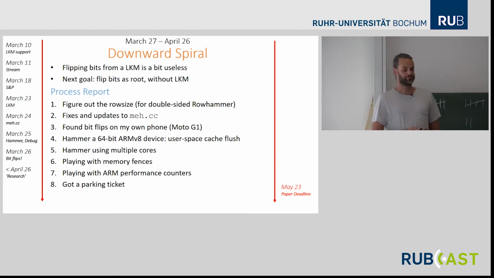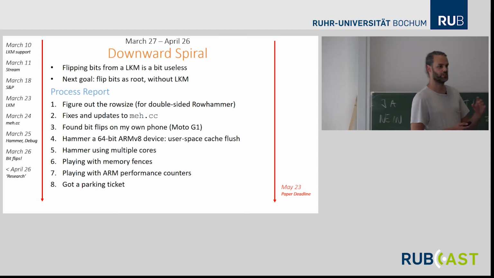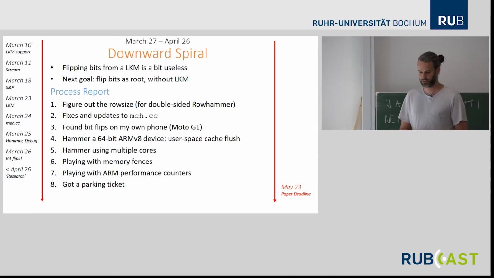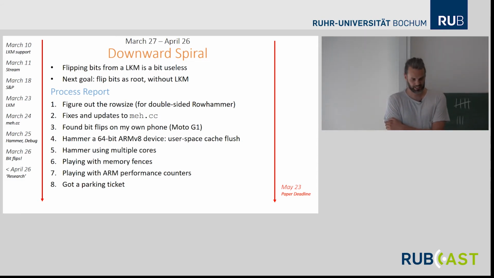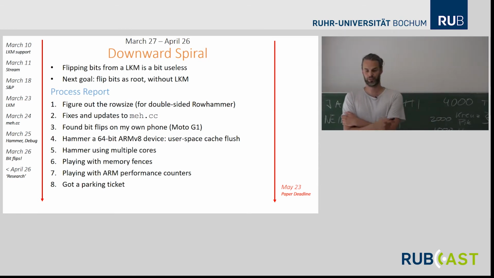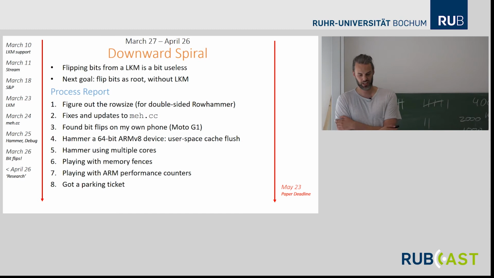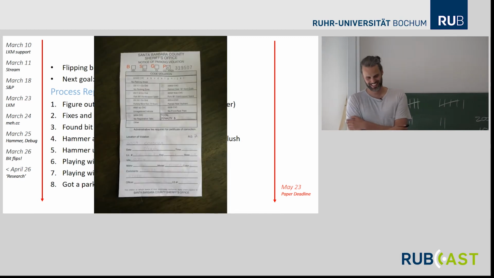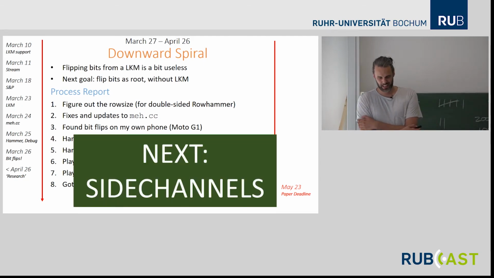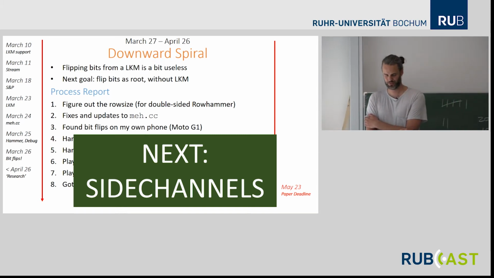We bought a new phone, an ARMv8 device, because ARMv8 has a flush instruction that you can actually use from Userspace. So we figured, well, maybe that will work. So I wrote code to test that. We tried to hammer using multiple cores to see if we could find even more bit flips. We played with memory fences, a lot of work. We played with ARM performance counters, and I got a parking ticket. Here it is. Anyway, we didn't really find a way to flip bits that easily from Userspace.